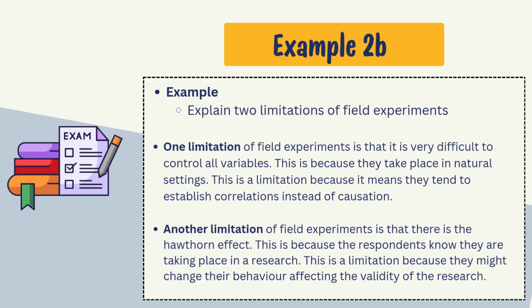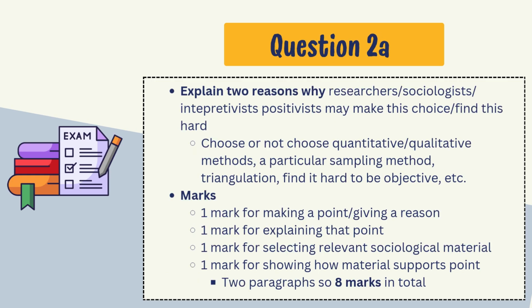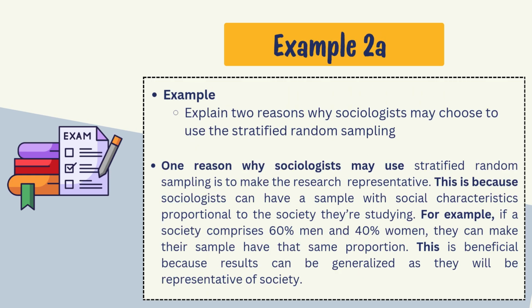And then just before I move on, I just realized that for my example for 2a, I actually just have one paragraph, but you would have 2 paragraphs. You'd have 4 marks per paragraph. I just made an example of one paragraph, so you don't get confused and only write one paragraph.